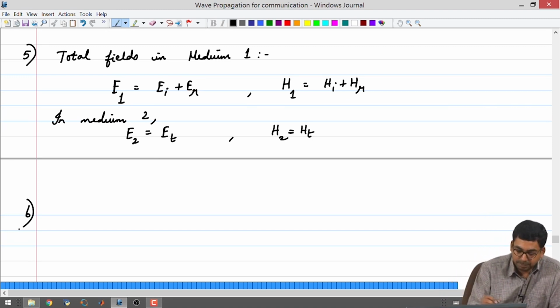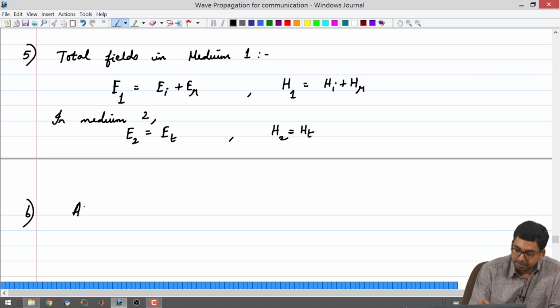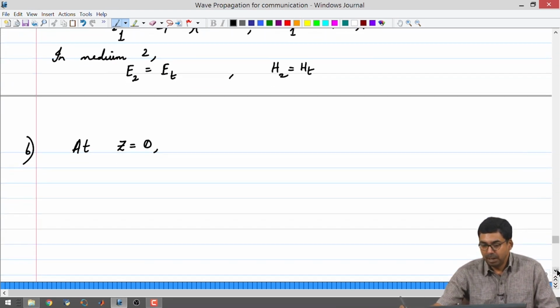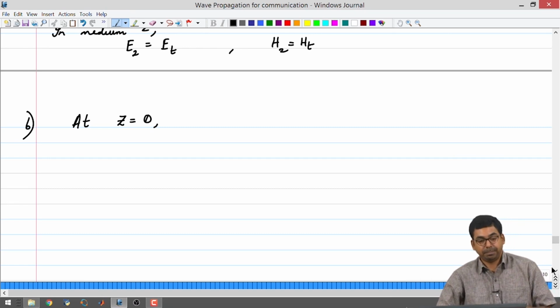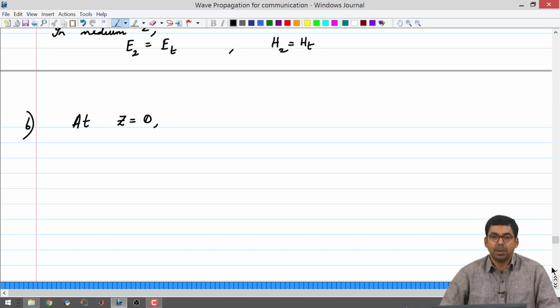Now, let us look at this interface at z equal to 0. Thus far we have been talking about the two curl equations, and we did not talk too much about the two Gauss's law equations. I said that they were implicit boundary conditions for the particular case that we are considering.